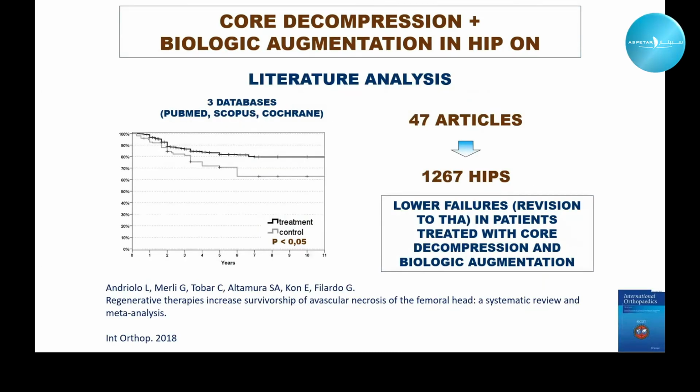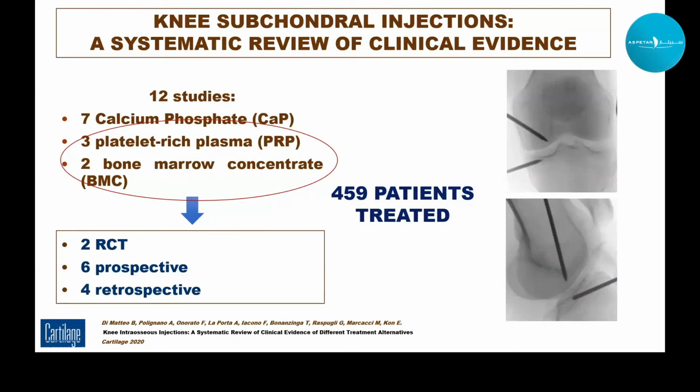So we looked at the approach in the hip. In the hip, we did this meta-analysis, and you see there is a really big number of patients treated with core decompression plus biological augmentation, which can be expanded cells or just a bone marrow concentrate. And in the hip, different papers showed that patients treated with core decompression alone had worse results than patients treated with biological augmentation. This is a very recent paper published in Cartilage.